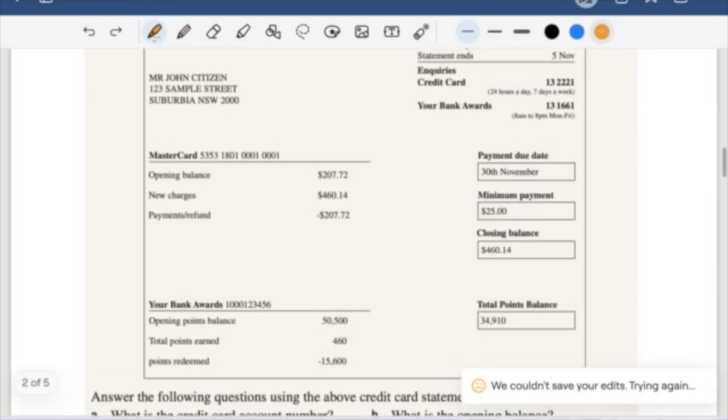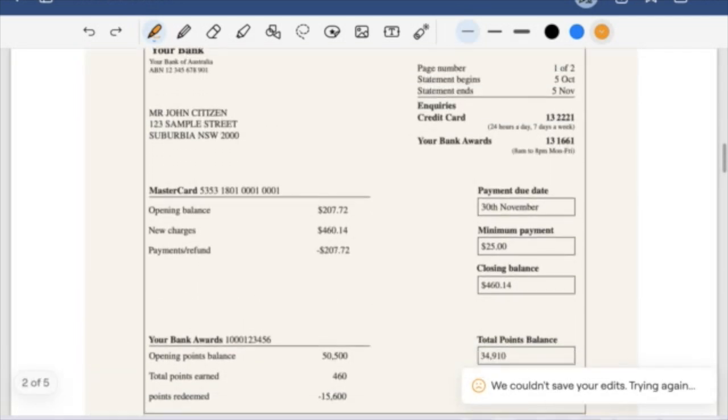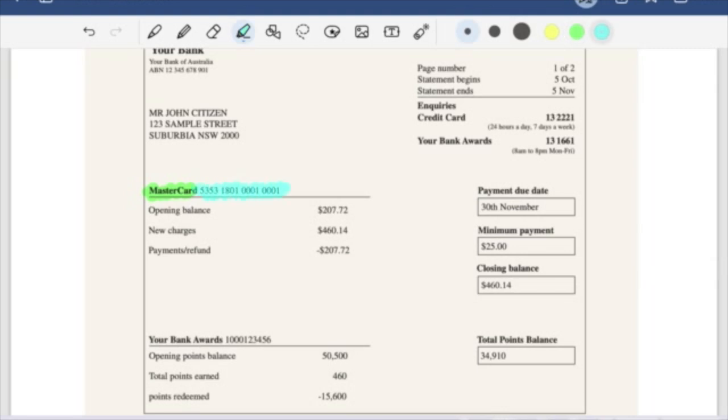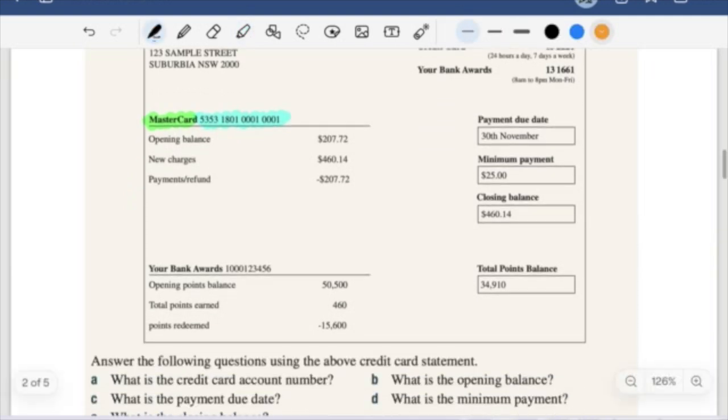So here we are just looking for the actual number on the credit card. You can see here, at least in Australia where we're filming from, you have MasterCard, that's a type of credit card, and we have the number over here. So this here is our card account number, this 5353. Now I'm just going to write here, account number.